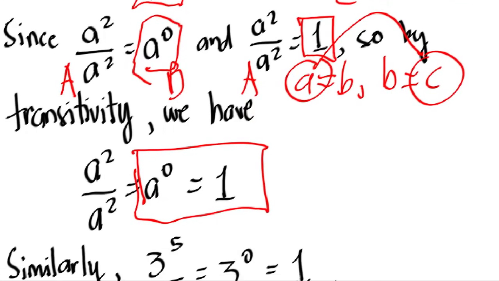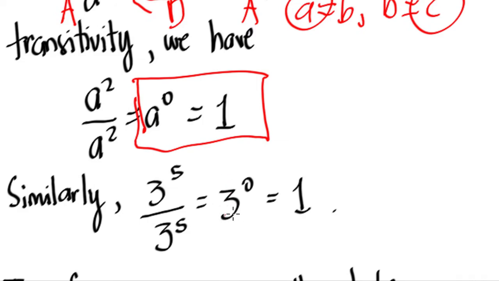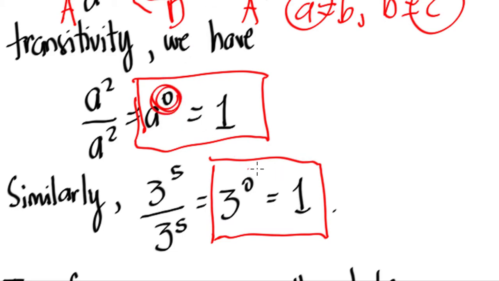Similarly, in the case of our second example, 3 raised to 5 over 3 raised to 5 is going to give us 3 raised to 0 is equal to 1. So therefore, 3 raised to 0 is equal to 1. As you can see in these two examples, the common thing which is happening here is that both of them have an exponent which is equal to 0.